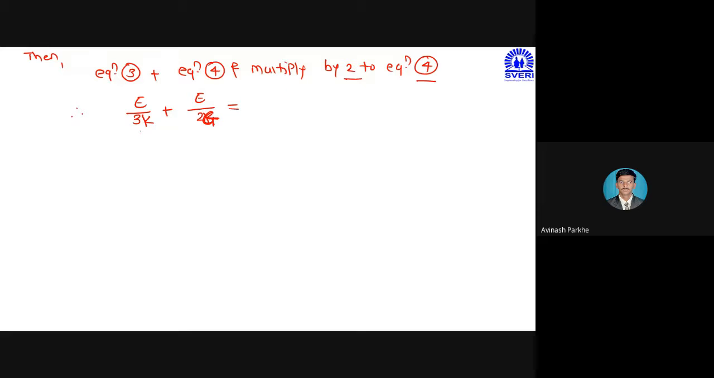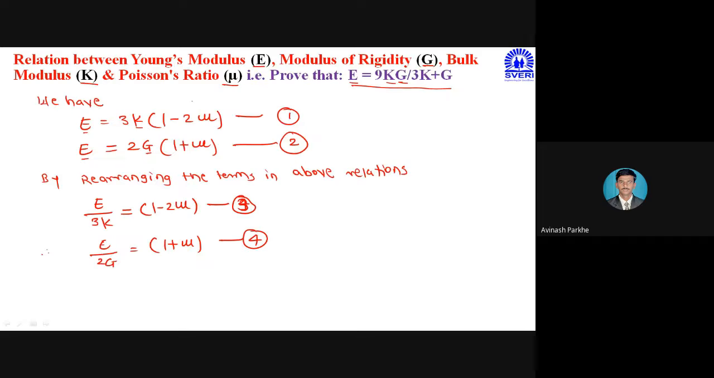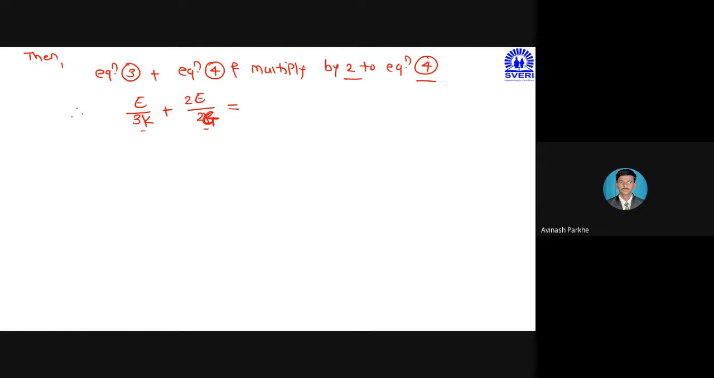So we have added equation 3 and equation number 4, but for equation number 4 we have to multiply by 2. This is the term of equation number 4, so we have to multiply by 2. Similarly, on the right hand side, it is 1 minus 2 mu plus 2 in bracket 1 plus mu. This 2 means we have multiplied the term of equation number 4 by 2. So this is the left hand side.